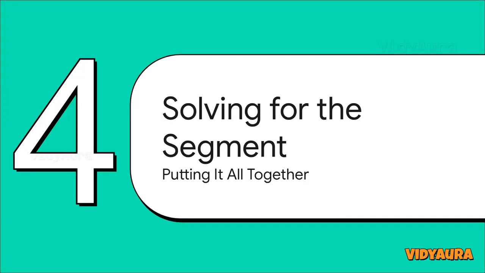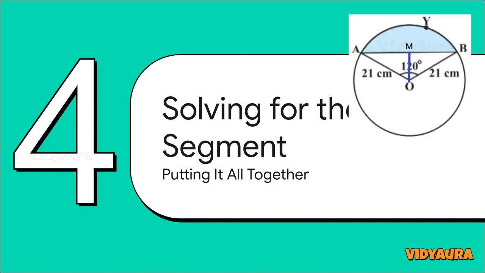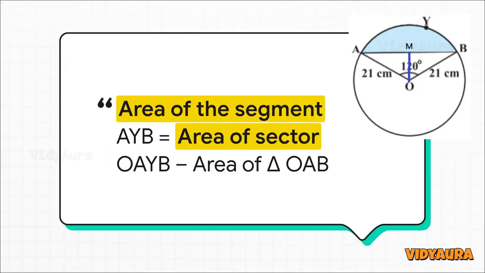All right, the hard work is over. Seriously, we found the area of the big pizza slice, and we found the area of the triangle we need to subtract. This final step, it's beautifully simple. The logic here is as simple as it gets. The area of our segment is just the area of the sector minus the area of the triangle. It's the whole piece minus the part we don't want.